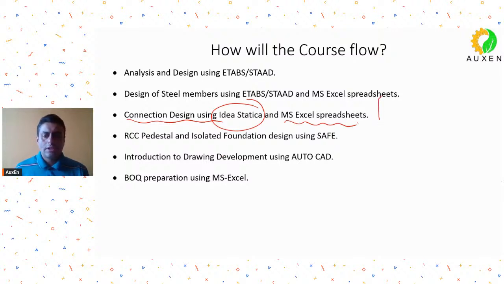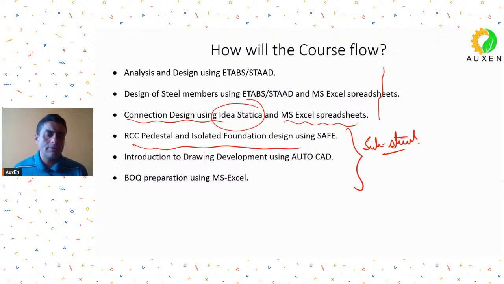And so till this point will be your superstructure. From here will be your substructure. So for substructure, we will design the RCC pedestals and isolated foundation using SAFE. RCC pedestal we will do manually. It will be easy. SAFE will not be able to do it for you. So RCC pedestals we can do manually.